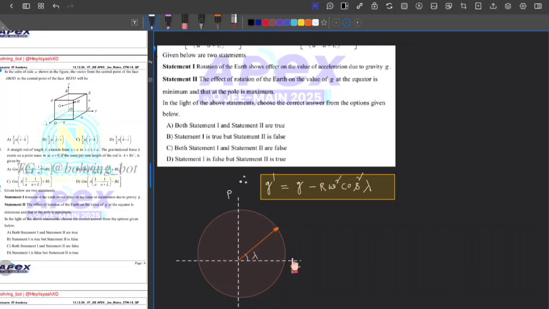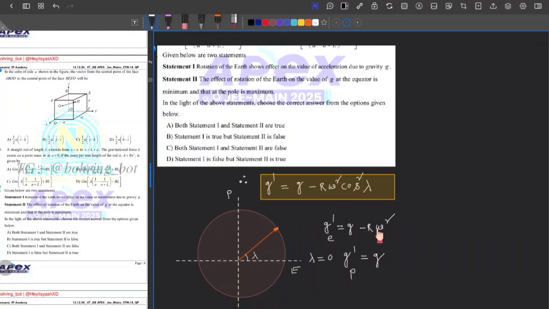So at the equator what happens? At the equator this lambda is equal to 0, and therefore you could say g dash is equal to g minus r omega square. And at a pole what happens? At the pole, cos lambda is 0, so that r omega square term will be 0 again. So g dash is only equal to g. This is at the poles and this is at the equator.